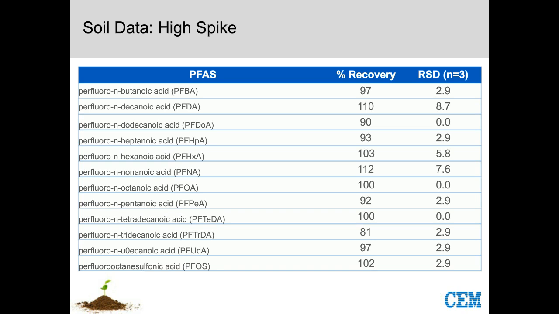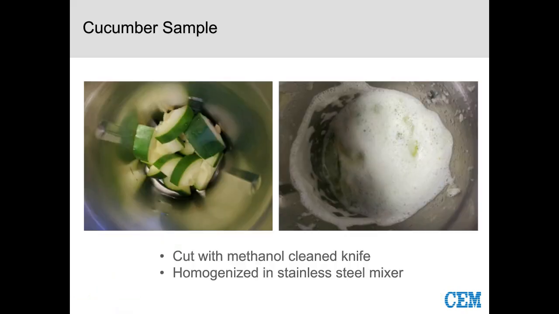So let's talk a little bit now about a produce sample, and particularly we're going to talk about cucumber. Now I want to note that moving forward, we're not going to do any more spiking. We're just going to run the sample and show if any PFAS are present. This is all really preliminary work. There's more work to be done here.